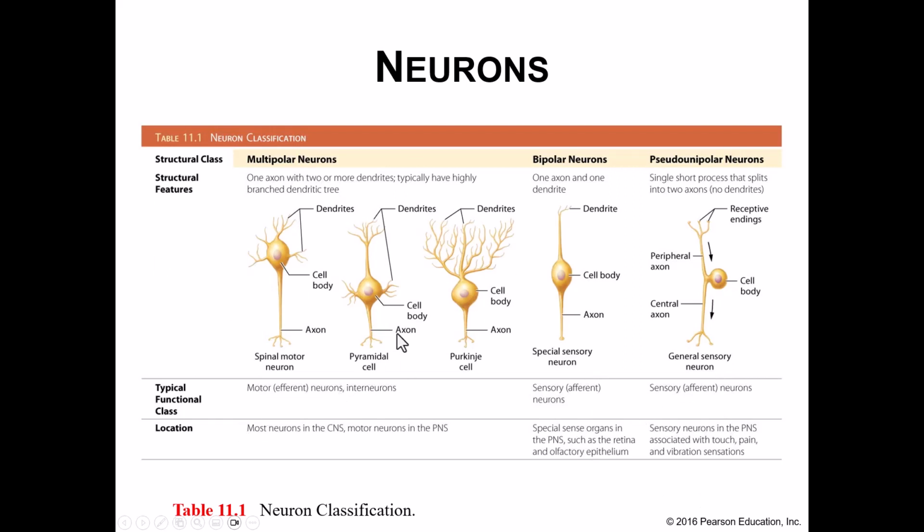These guys over here, the multipolar neurons, are found in the CNS, and motor neurons too. Most neurons are multipolar neurons.